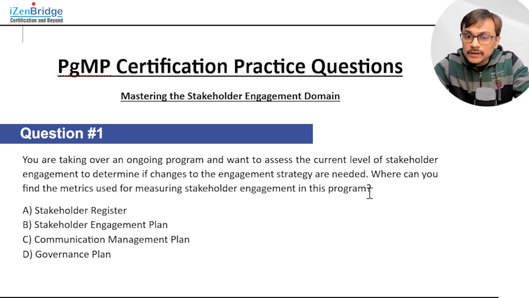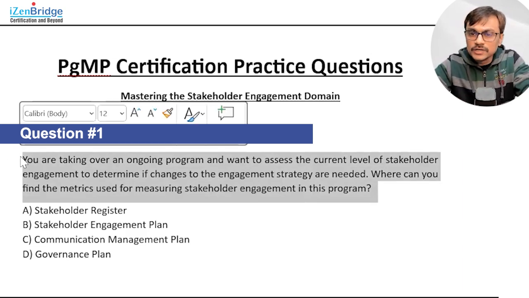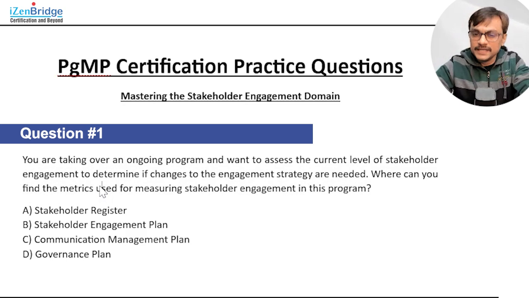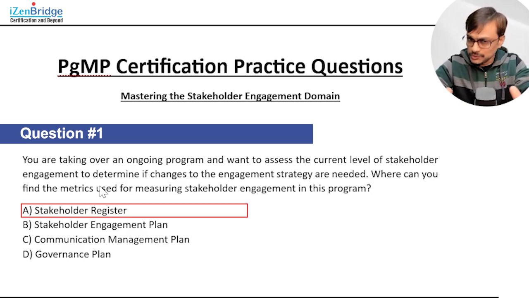So this seems to be a relatively simple question because it is primarily focusing on: do you know which document contains what? This question is asking, do you know in which document you can find stakeholder engagement related metrics? So probably you already know the answer, but still I will go with the options. Stakeholder register. You know the stakeholder register contains identified stakeholders and some understanding of their needs and expectations. It doesn't contain the detail of metrics which will be used for measuring stakeholder engagement.